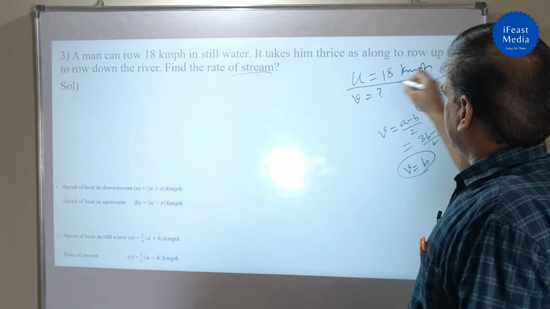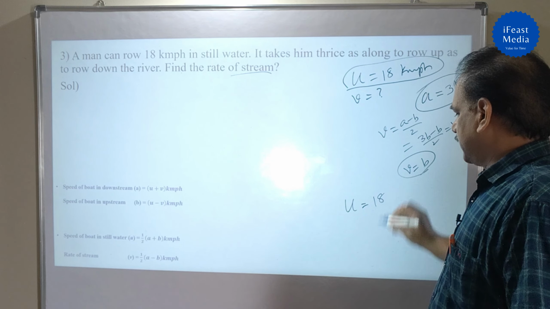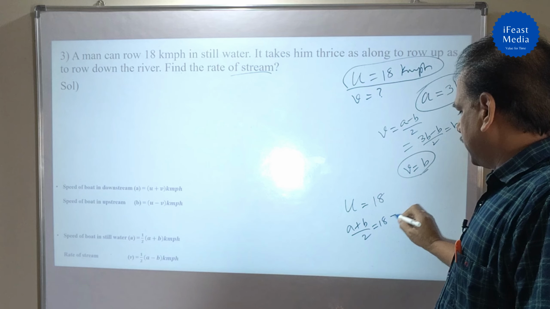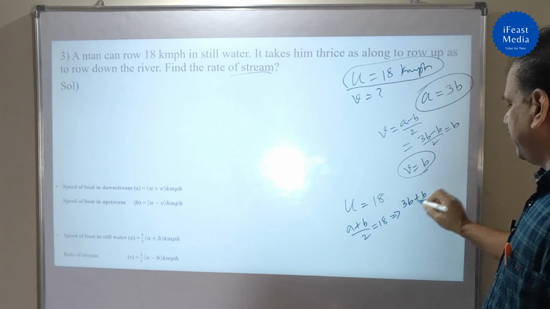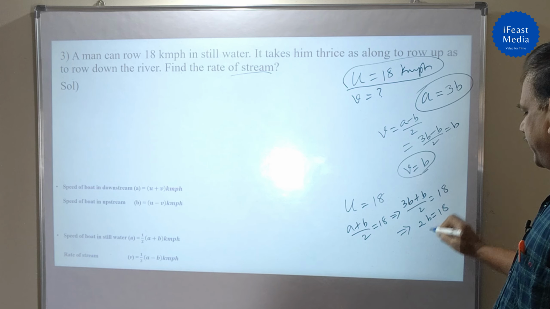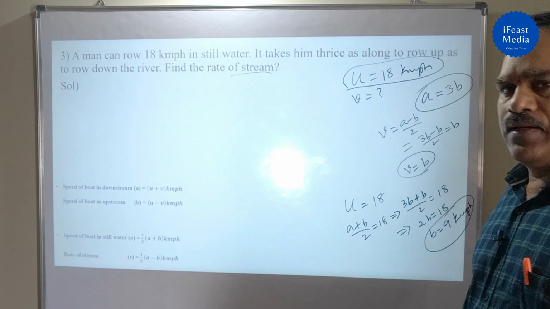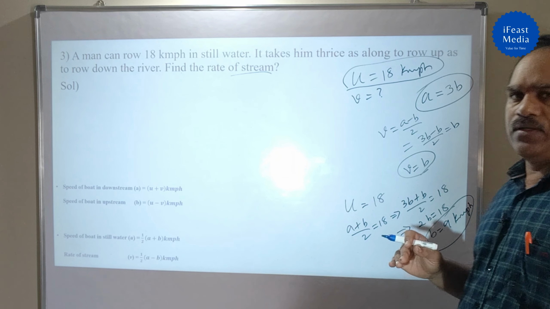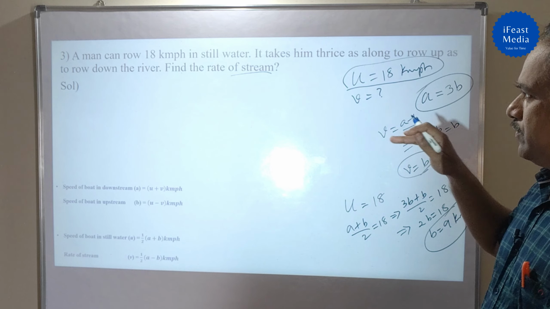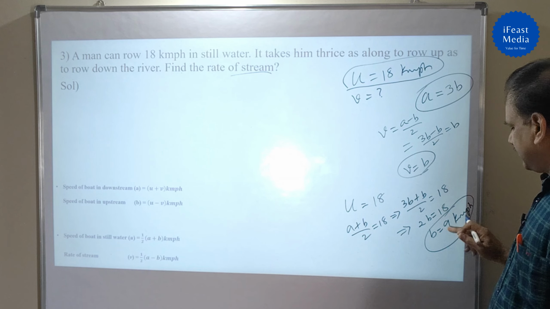But what is the information that is given here? U equal to 18. What is the formula of U? (A plus B) by 2 is 18. What is A? 3B. So (3B plus B) by 2 is 18. 4B by 2 is 2B. 2B is 18, so B equal to 9 kmph. That means the speed of the boat in upstream must be 9 kmph. And V, the speed or rate of the stream, is exactly equal to B in this case, which is 9 kmph.